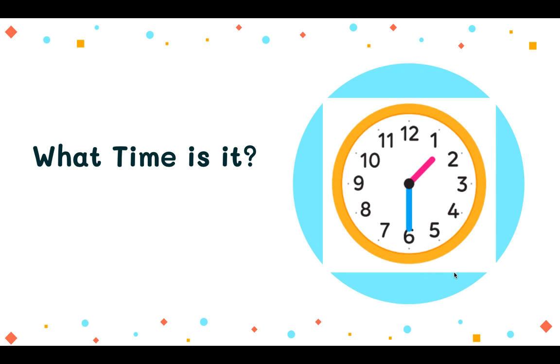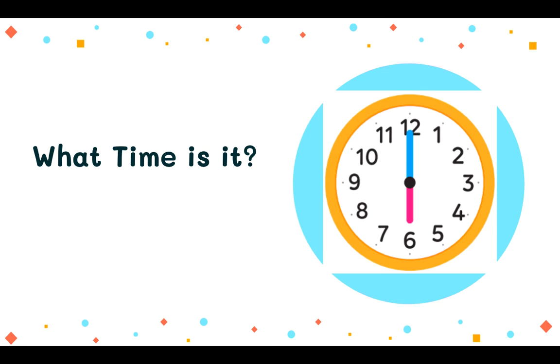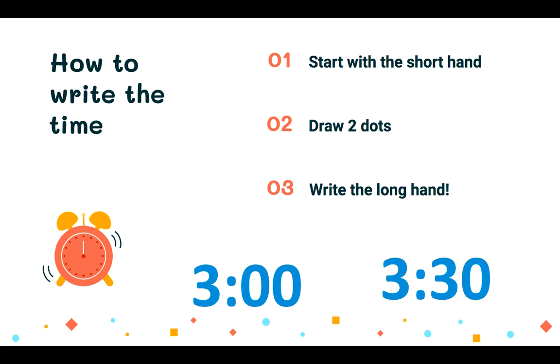What time is it? Look at the short hand and then the long hand. You got it, 1:30 or half past 1, because the long hand is on 6. Both hands are on 12. 12 o'clock. Okay, short hand first, so the red one or the pink one. 6 o'clock. All right, good job.